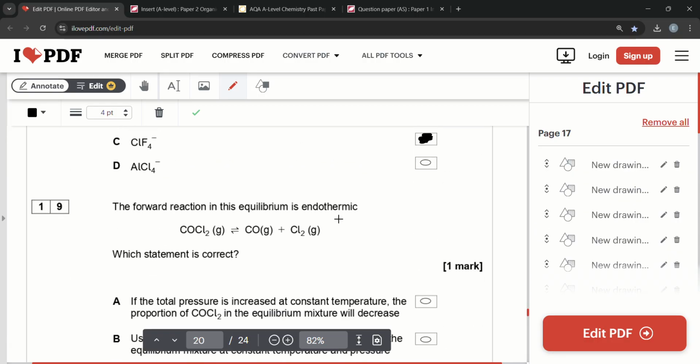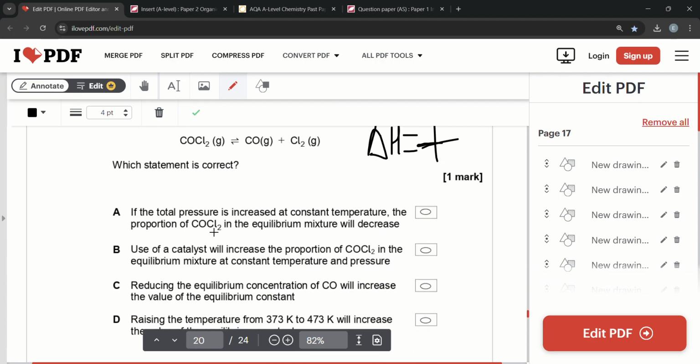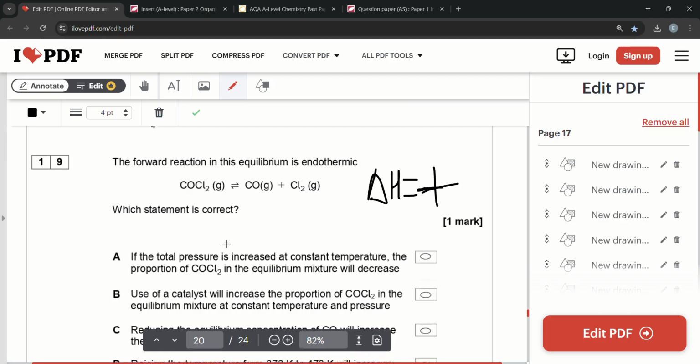Question 19. In the forward direction, the equilibrium is endothermic, so delta H is positive. Which statement is correct? I don't know the value for delta H, but if it gives me some numbers then I could possibly work it out, but that's not what the question wants me to do. If the total pressure is increased at constant temperature, the proportion of CO2 will decrease. Well, if the total pressure is increased, the equilibrium wants to decrease the total pressure. Therefore, it's going to shift to the side with fewer moles of gas.